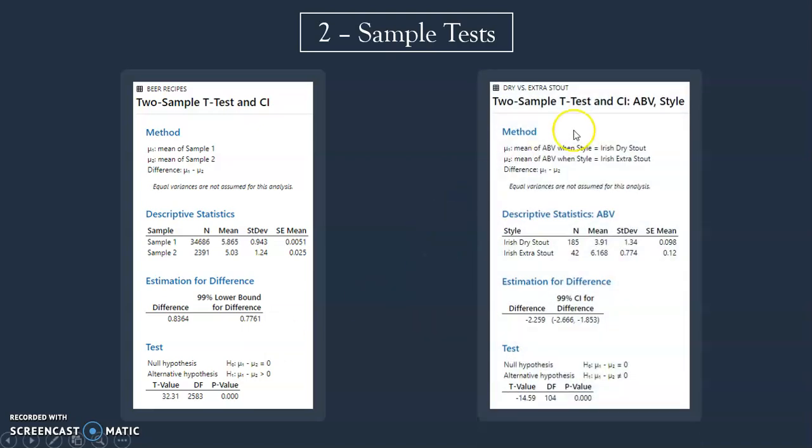The next is the 2 sample t-test, and here we are checking if there is a significant difference in the alcohol content of dry stouts versus extra stout. So the p-value proves that there is a significant difference.